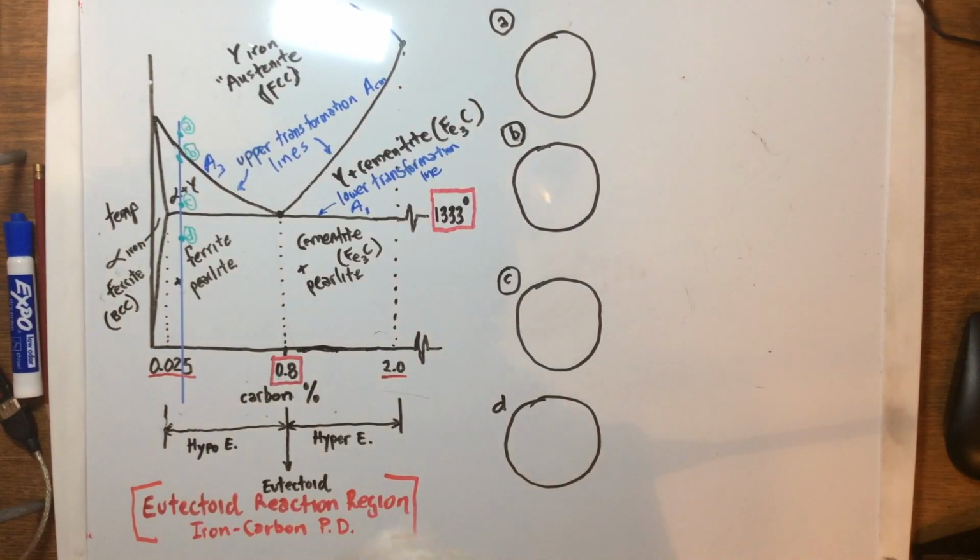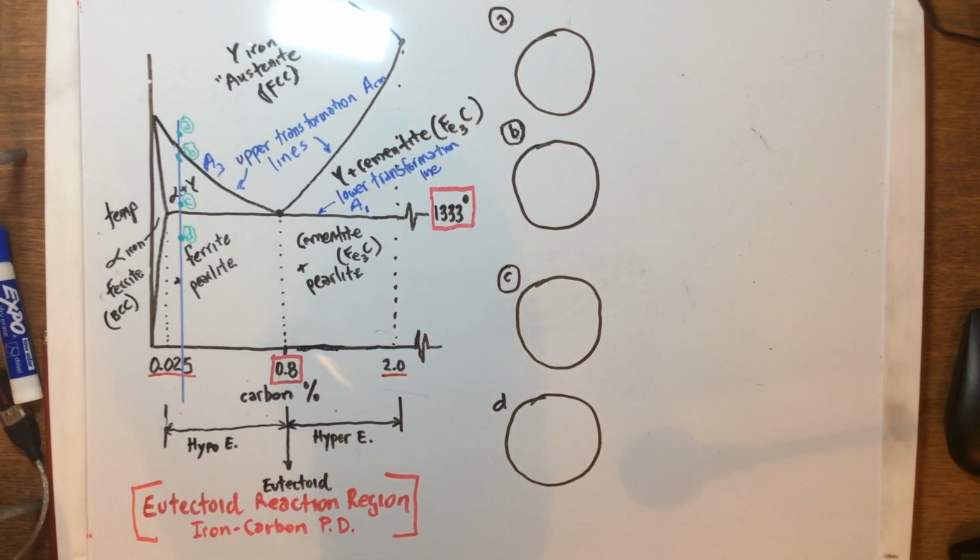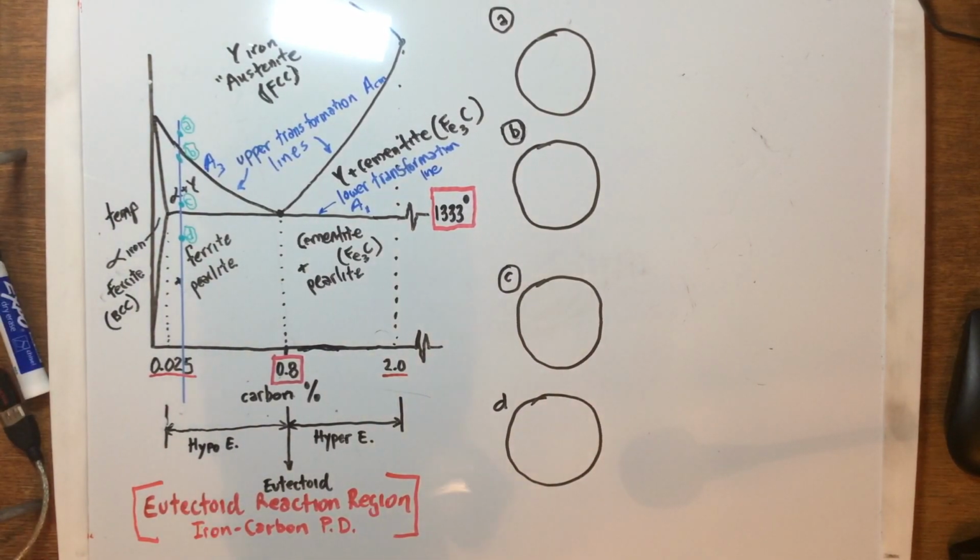Okay, welcome back to our continuing discussion of steel morphology. Specifically, we're going to talk a little bit about phase transformations that are taking place on this phase diagram, this iron-carbon phase diagram. Again, I've redrawn this a little bit and added a few things to it. So let's talk about what we've got on here now. Again, this is the eutectoid reaction region of this diagram.